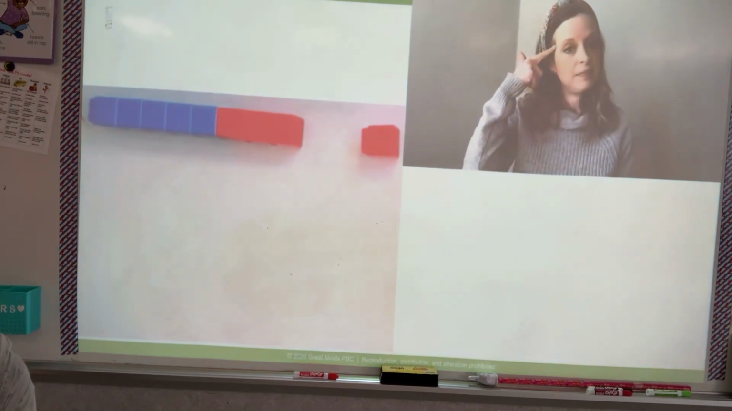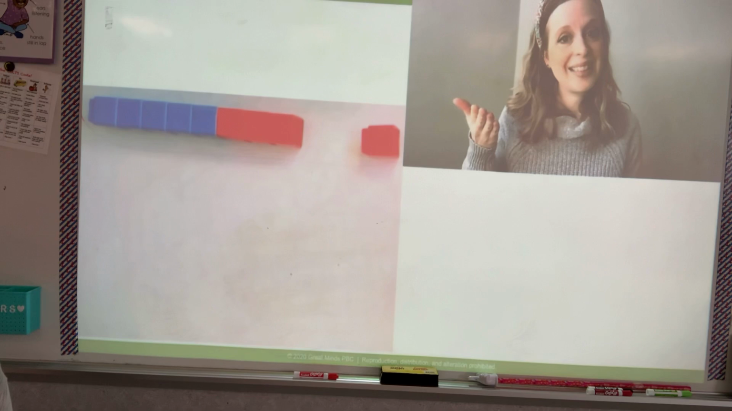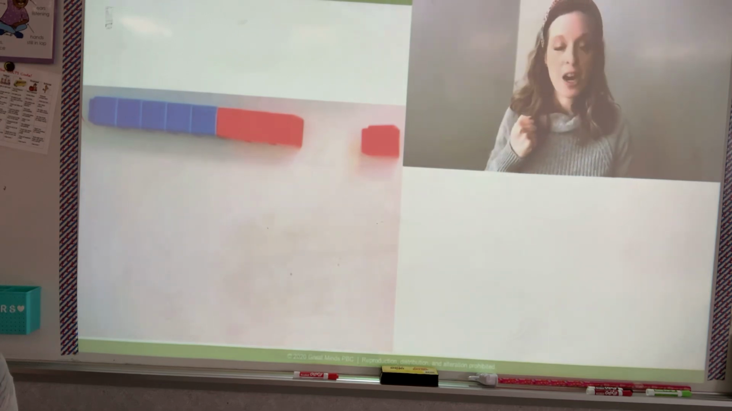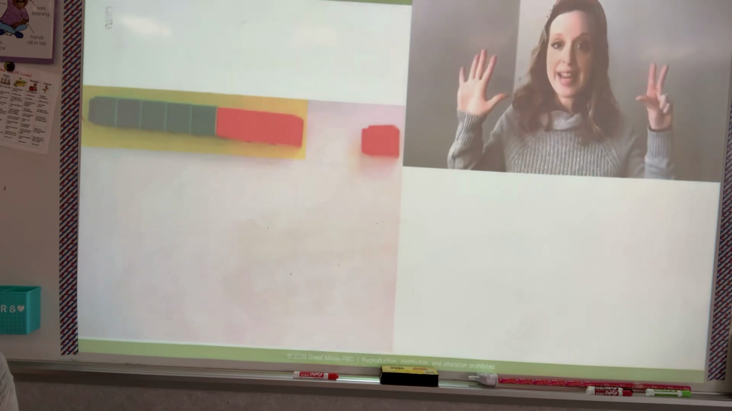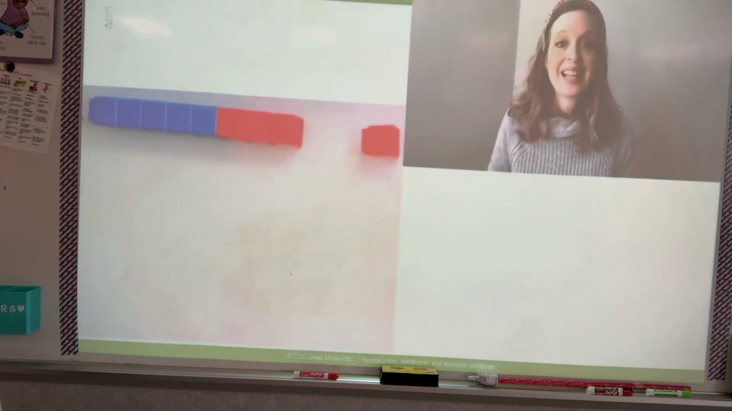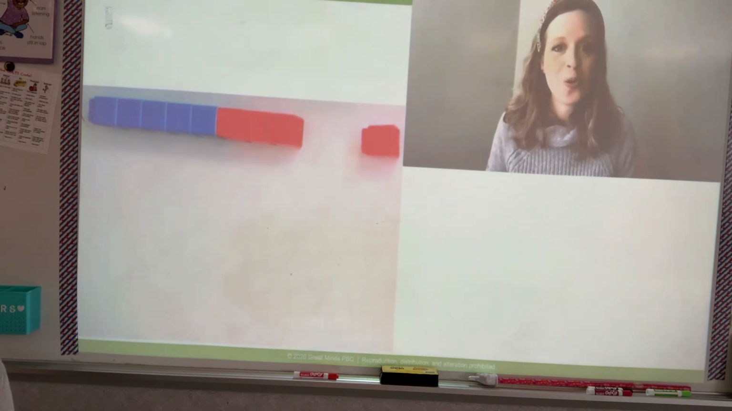Think. Say it. Yes, our 2 parts are 8 and 1. Let's show our number bond with our arms while saying the whole and the parts.